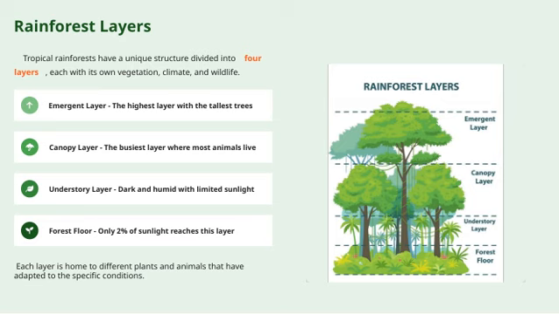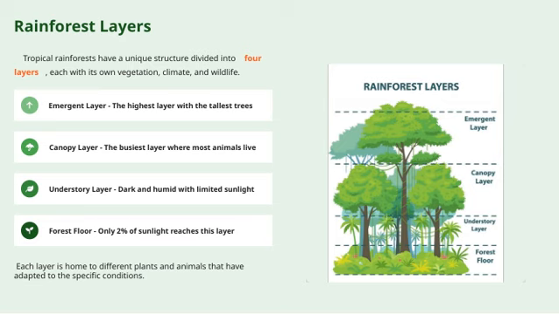Interestingly, only about 2% of sunlight makes it down to this level. It's a relatively dark and damp space, but it's essential for nutrient cycling. Decomposing leaves and animals return vital nutrients to the soil, supporting the entire ecosystem.